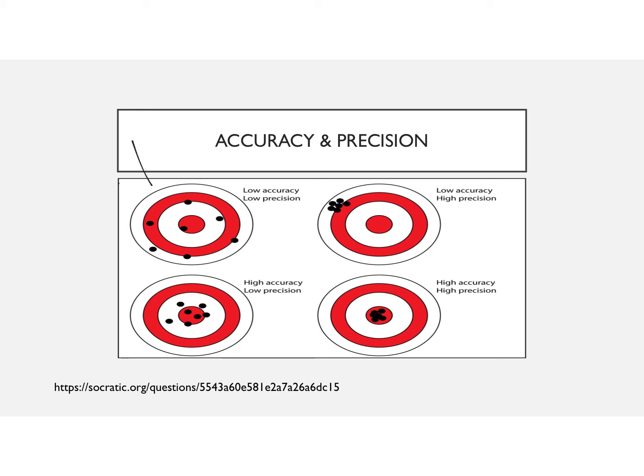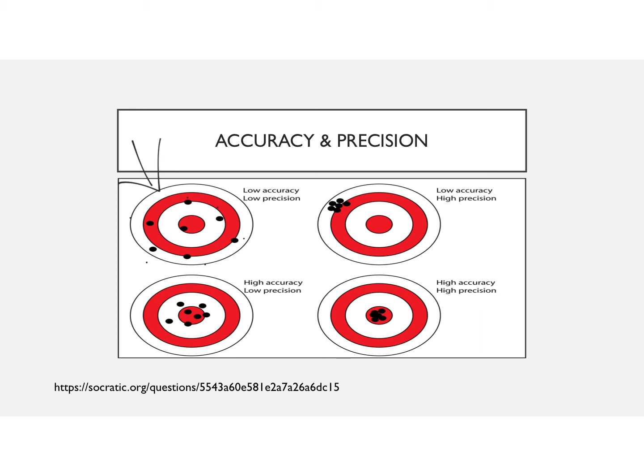So if you notice here, this one, we have just a mess. We have everything everywhere. So this would be an example of low accuracy, low precision. We are not clustered anywhere. We're not close to the bullseye that often.